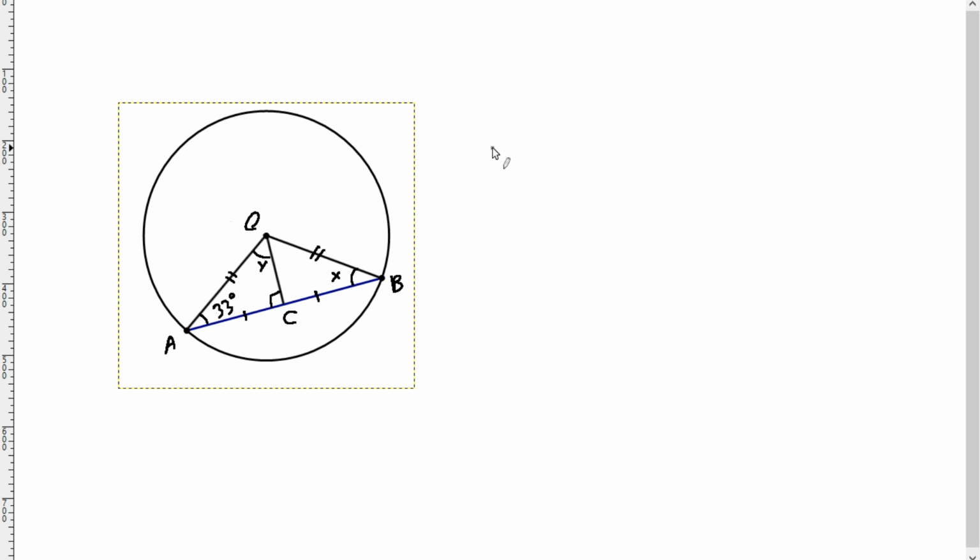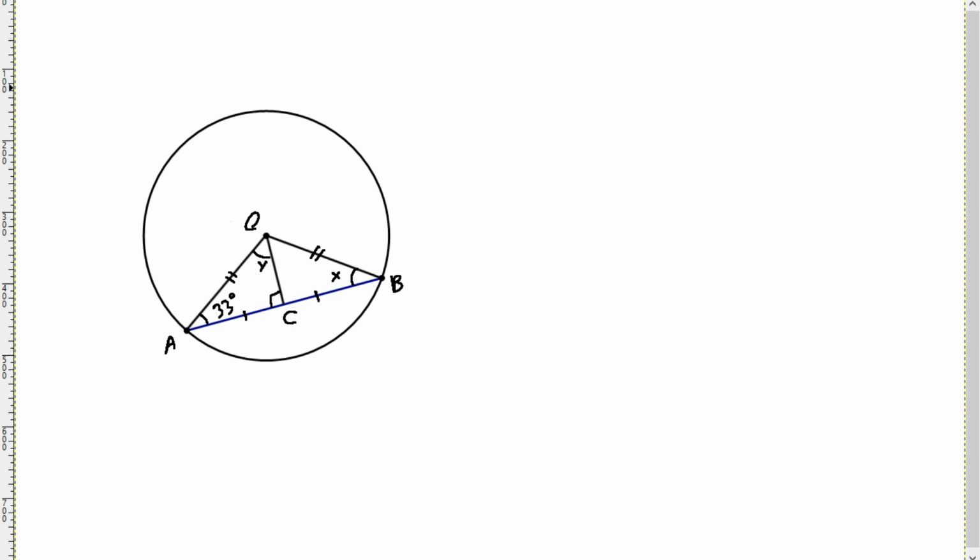So we know that, oh, I see. Sorry guys, I got an error here in my GIMP file.